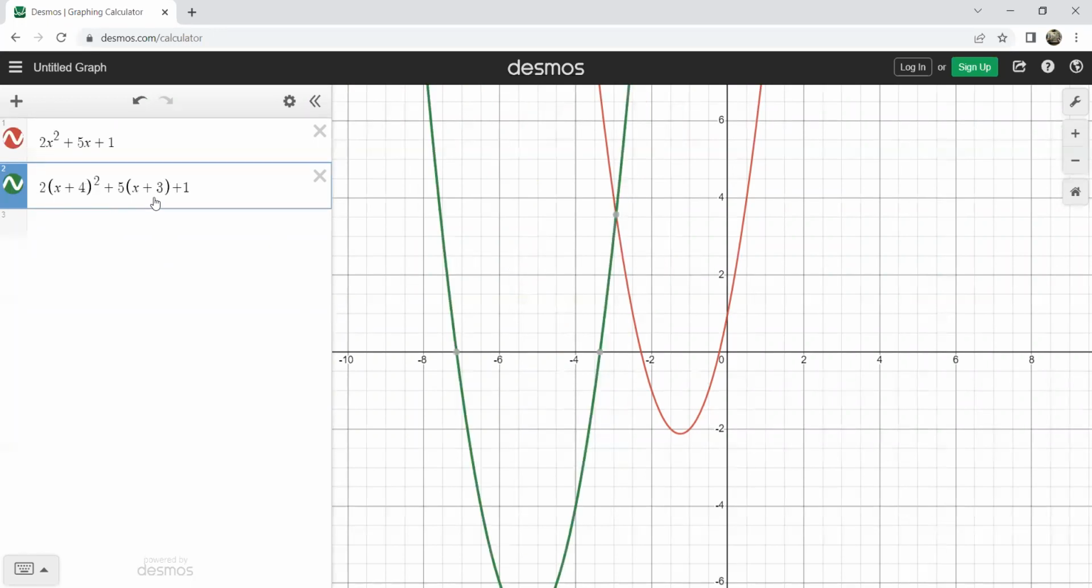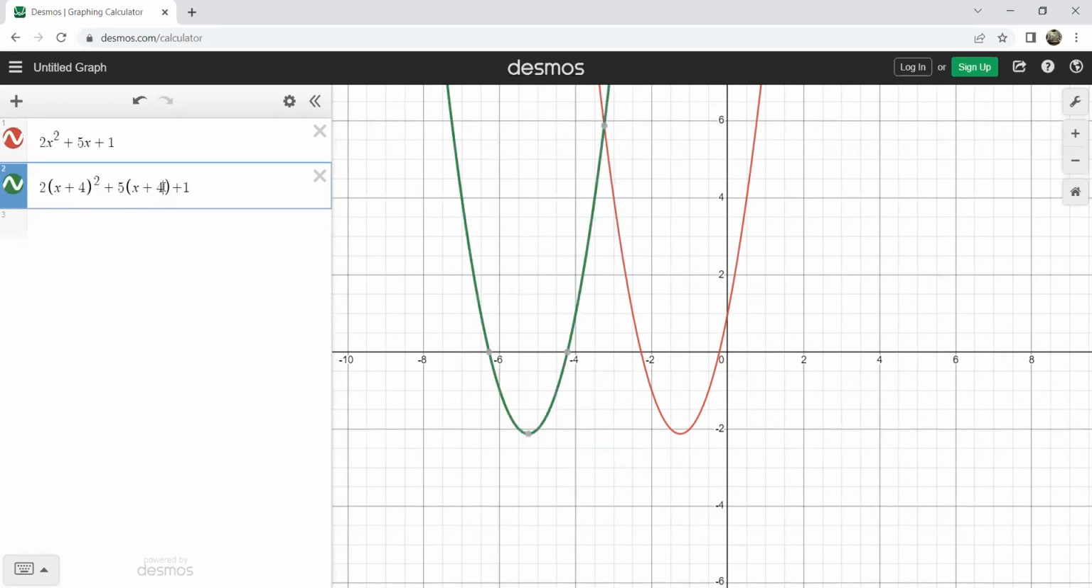Subtracting makes a horizontal shift to the right-hand side. Adding to the left, subtracting to the right. So this is horizontal shift.